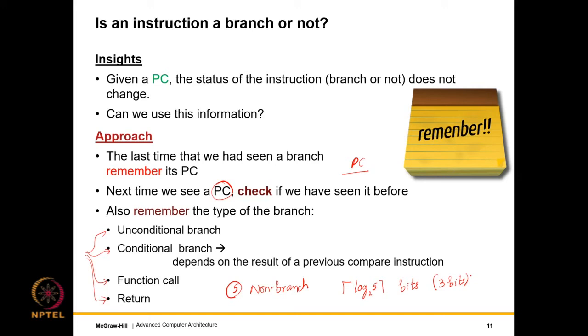All right. So what's the summary again? The summary is we do not have the time to actually look at the contents of the instruction. We simply have access to its program counter address. That's it, nothing else. On the basis of that, we need to predict whether it's a branch or not. If it's a branch, what kind? If we have to do that, we will have to remember the last time we had seen this PC, what was the type of the instruction, and use this memory for prediction.